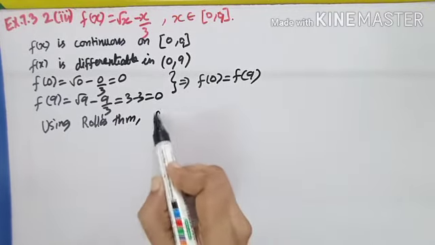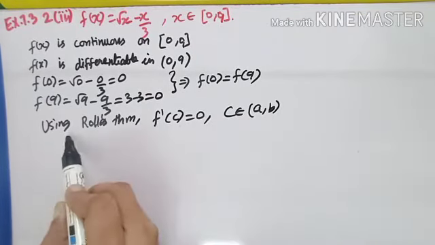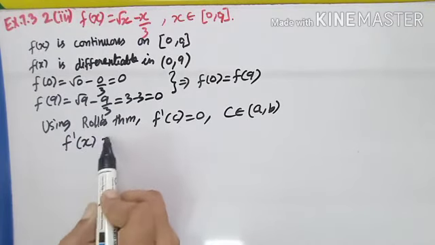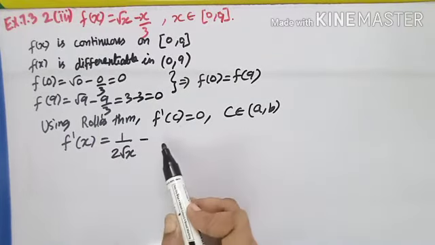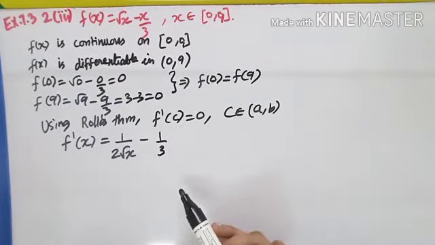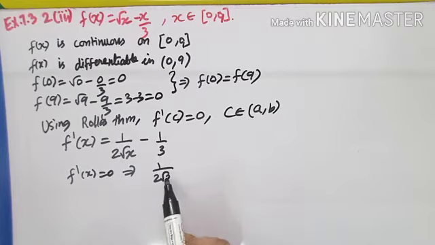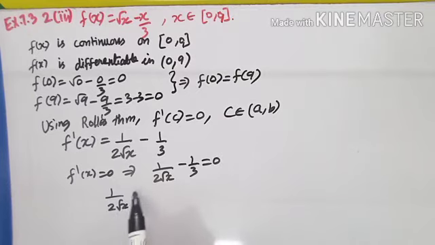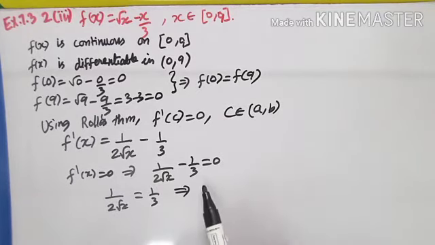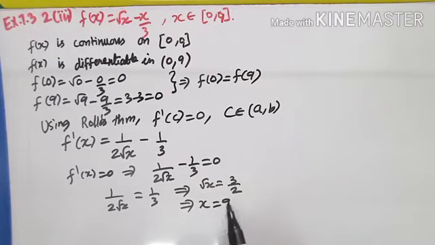We have the condition f dash of c equal to 0, where c belongs to the open interval a, b. Find f dash of x. f of x is root x, so f dash will be 1 by 2 root x, minus 1 by 3. Setting f dash of x equal to 0: 1 by 2 root x minus 1 by 3 equals 0, or 1 by 2 root x equals 1 by 3, or root x equals 3 by 2 on cross multiplying. Squaring, x will become 9 by 4.